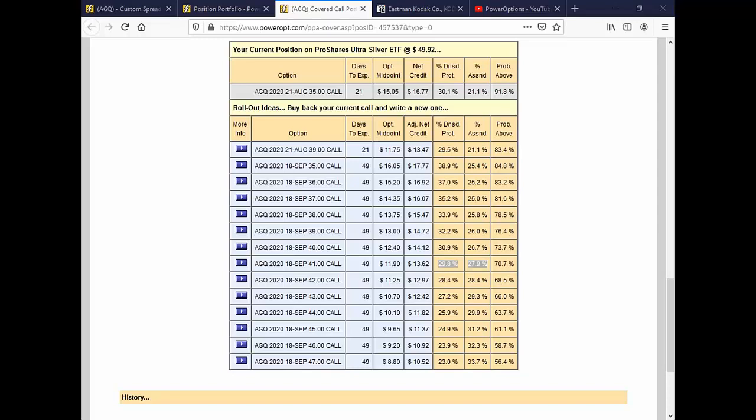All right, but this is what this tool will help you with in that case. Okay, that's why it's important to track the positions in the portfolio to evaluate these rollout opportunities. All right.